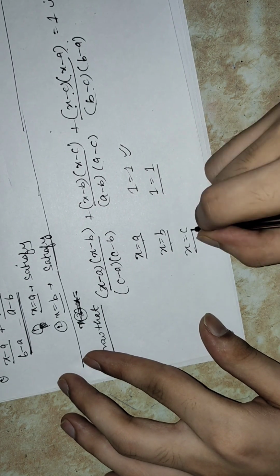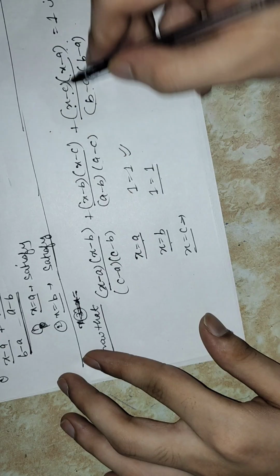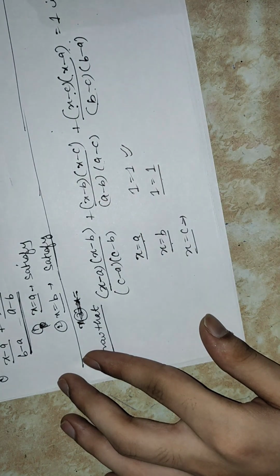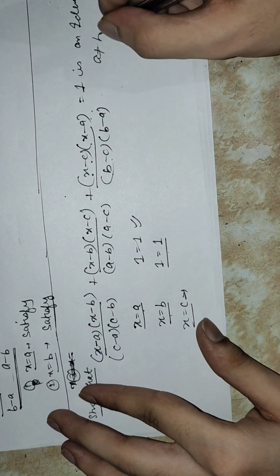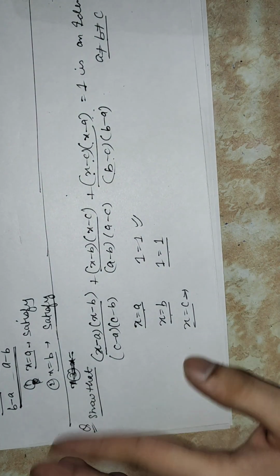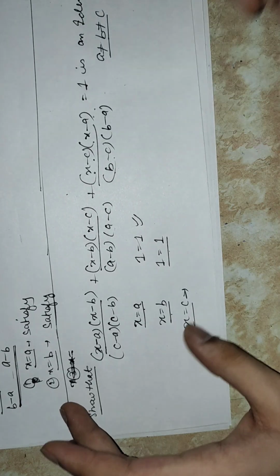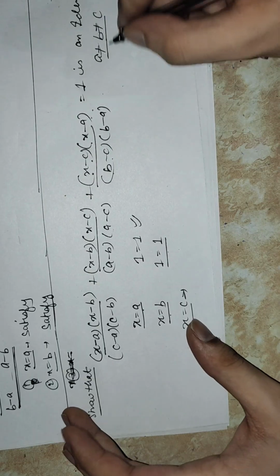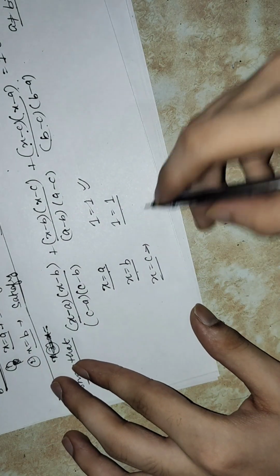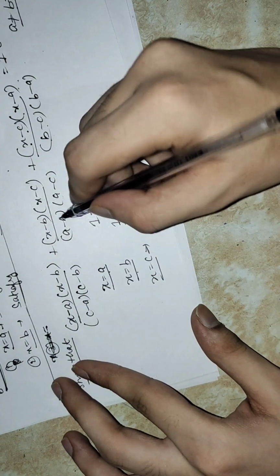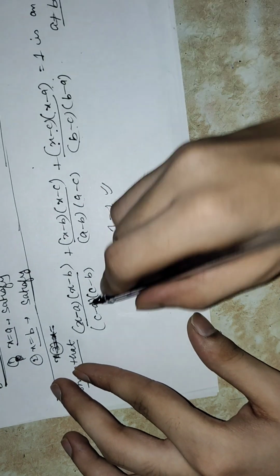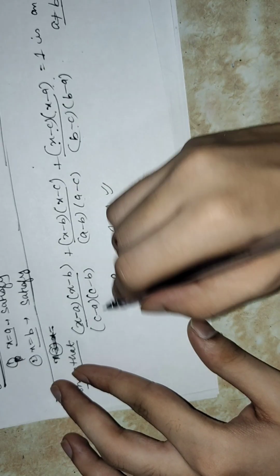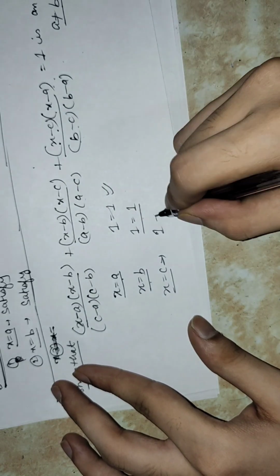Now we put x equal to c. This term is 0, this term is 0, and (c minus a) into (c minus b) cancels out, since we are given that a is not equal to b is not equal to c. These terms are all in the denominator, so for defining this equation we must have this condition. So at x is equal to c, this term will be 0, this term will be 0, this term will be (c minus a) into (c minus b) upon (c minus a) into (c minus b). These all cancel out, so 1 is equal to 1.